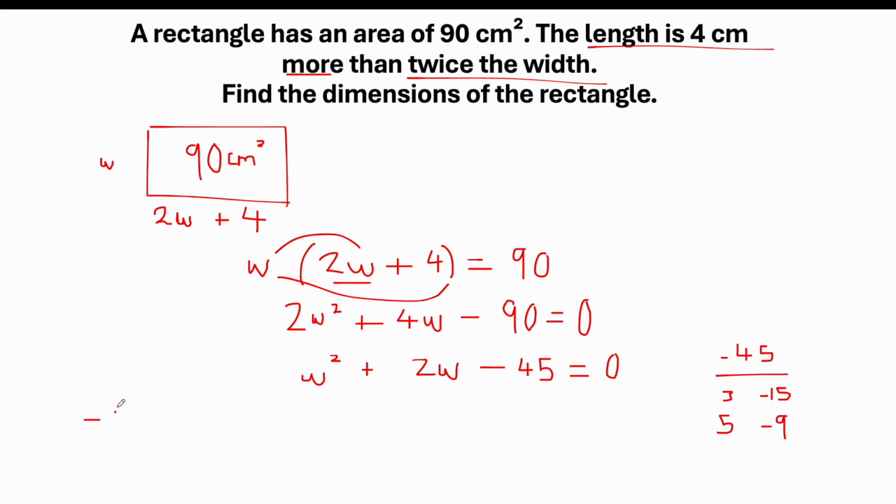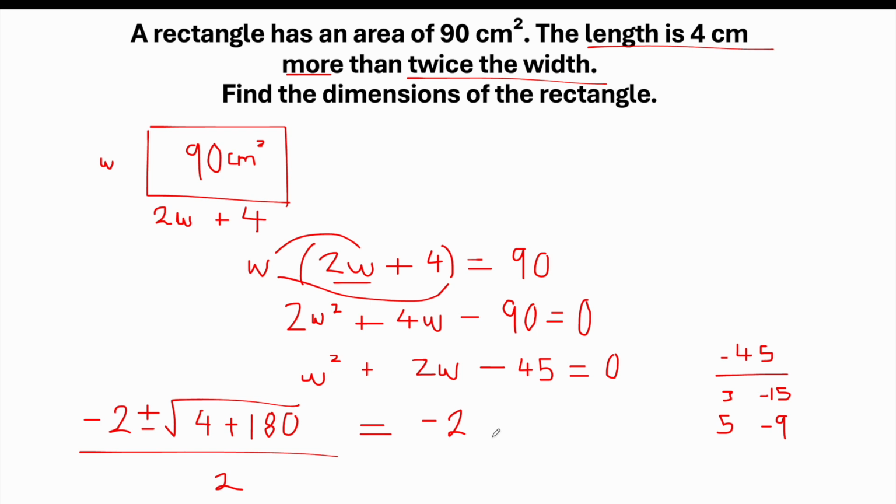So we're going to write minus b, which is minus 2, plus or minus the square root of b squared. So b squared is going to be 4, minus 4ac, so that's going to be plus 4 lots of 45, which will be 180, divided by 2a. All we have to do then is just solve this equation. W will have to be positive, so actually we can ignore the negative value because that will give us a negative number overall. So it's going to be minus 2 plus the square root of 184 divided by 2.